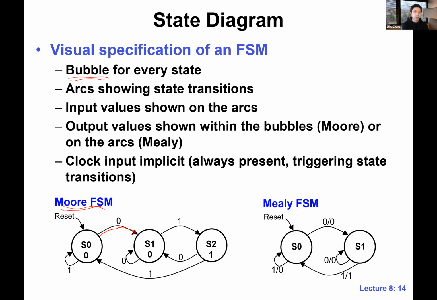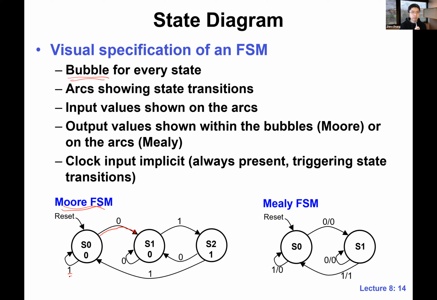Also, we put the input value on the arcs. Think about the state machine: that's how we compute the next state. We need to compute the state transition, and the next state depends on both the current state and the input value. So we put the input value like this on the arc. I'm going to give you a concrete example to show how exactly we do the transition. I'll answer your question soon.